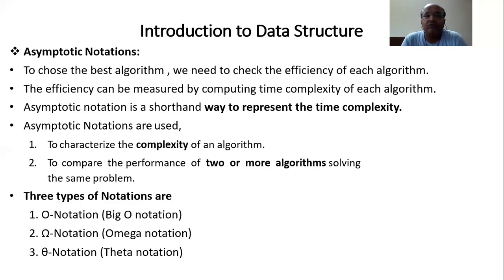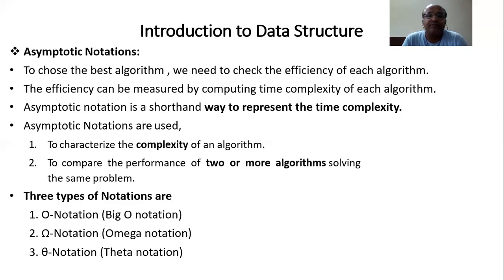It is also used to compare the performance of two or more algorithms solving the same problem. Suppose I give you one task and all 60 students write an algorithm, and I want to compare which algorithm is best. Some of them are working with the best case, some with the worst case, and some with the average case. To compare the performance of two or more algorithms solving the same problem, we can use the concept of asymptotic notation.